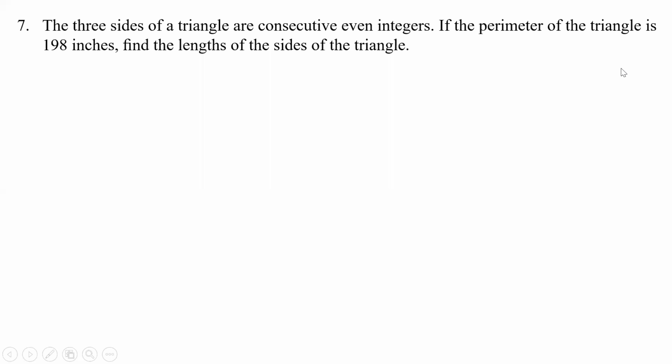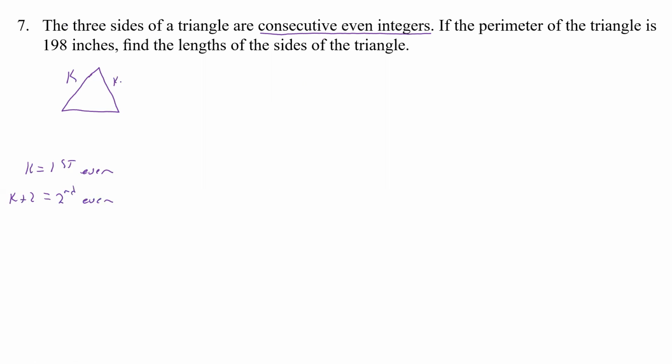All right, so we're back to some triangles, it looks like, and now we have to look and see what it says. Consecutive even integers, okay? So we have three sides of a triangle and they're consecutive evens. So if k equals first even, what's the next one?